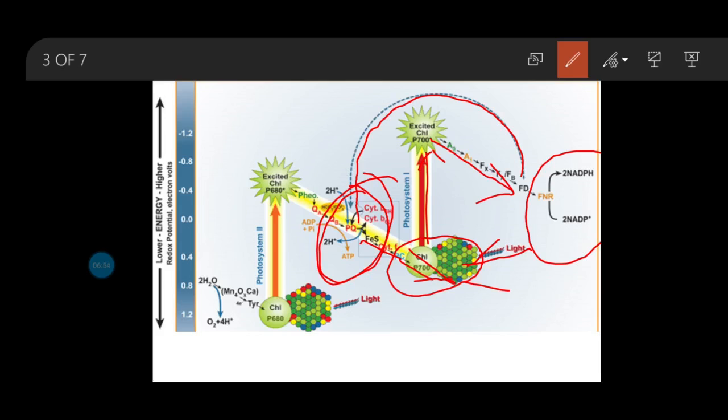Now the non-cyclic photophosphorylation, see here, looks like a Z. Okay, it looks like a Z. That's why this process or this scheme is also known as the Z scheme. Okay, now let's move on. We will discuss the ATP generation process in the chloroplast.